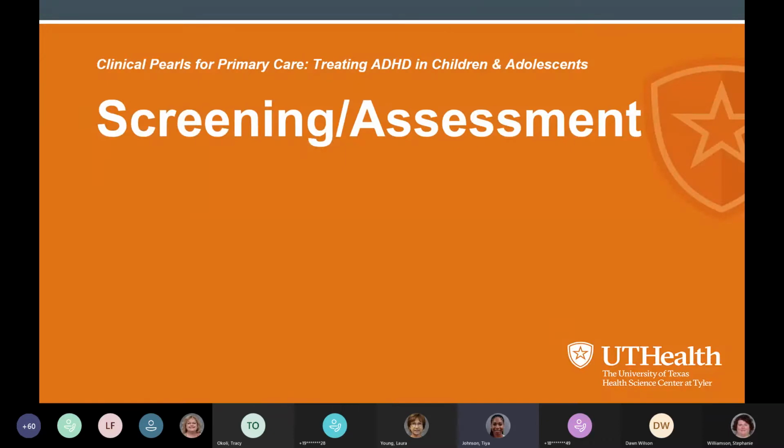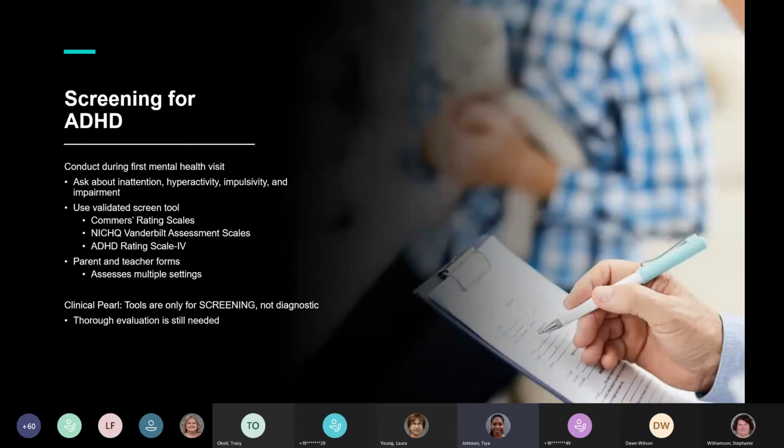So now let's switch gears and talk about screening and assessment. When you're screening for ADHD, the recommendation is to do this during the first mental health assessment visit. So if the kid, the family presents to you for some kind of mental health question, and this is the first visit that you are addressing this question, assess for ADHD. Ask questions regarding inattention, hyperactivity, and impulsivity, regardless of the chief complaint that you are given prior to seeing that patient. And ask if the symptoms cause impairment.